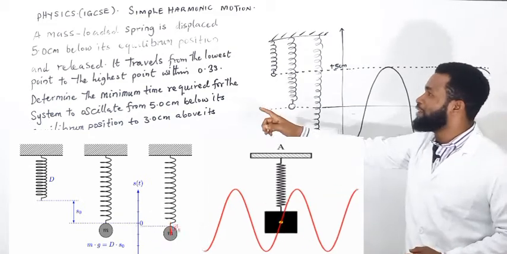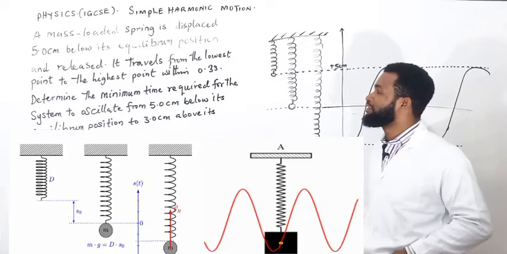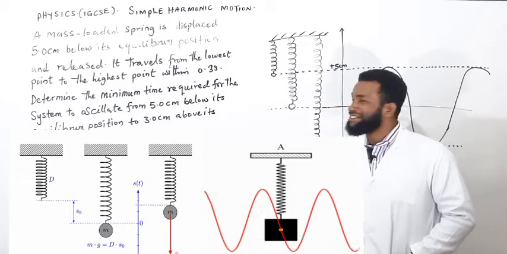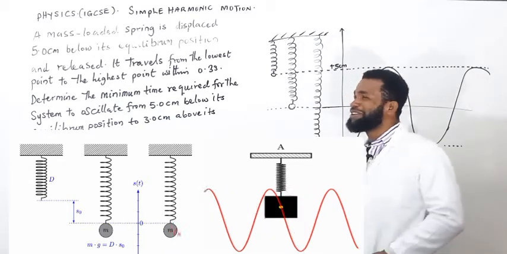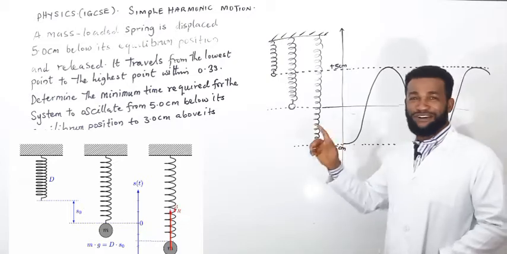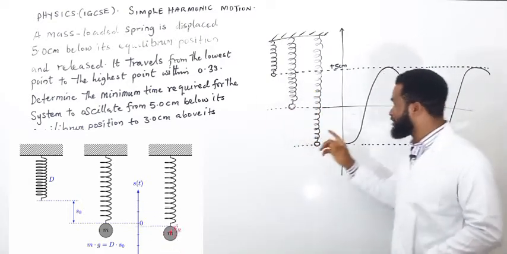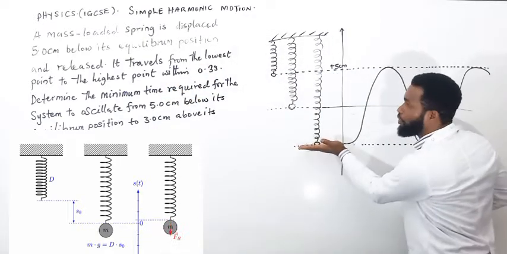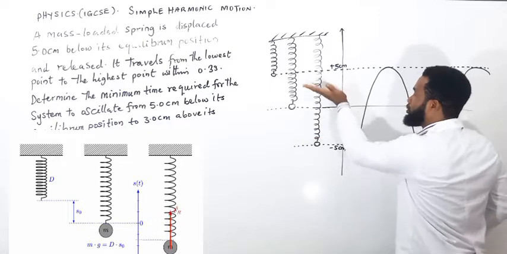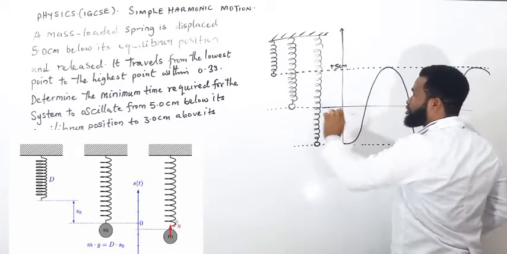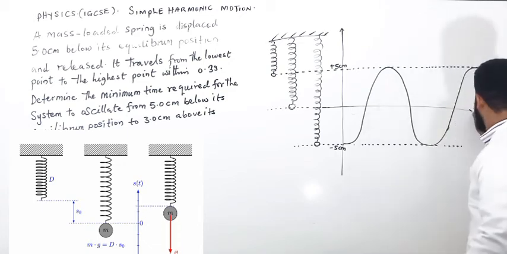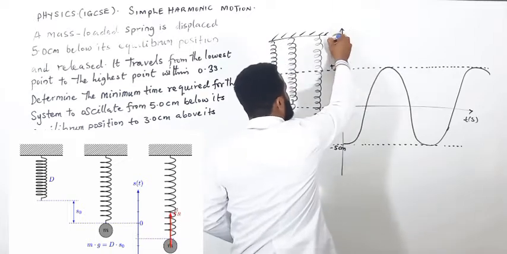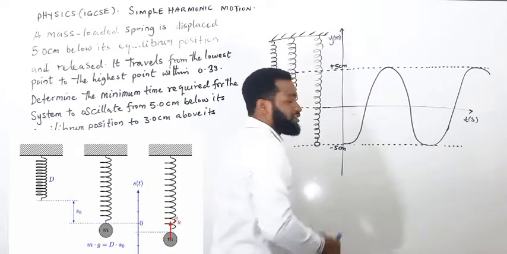Now, it says that a mass loaded spring is displaced 5 centimeters below its equilibrium position and released. It travels from the lowest point to the highest point within 0.3 seconds. That means it travels from the lowest point, from this point, to the highest point, that is reaching here, in 0.3 seconds. Remember that this axis is time. We are recording time on this horizontal, and on this vertical, I'm recording meters, right?